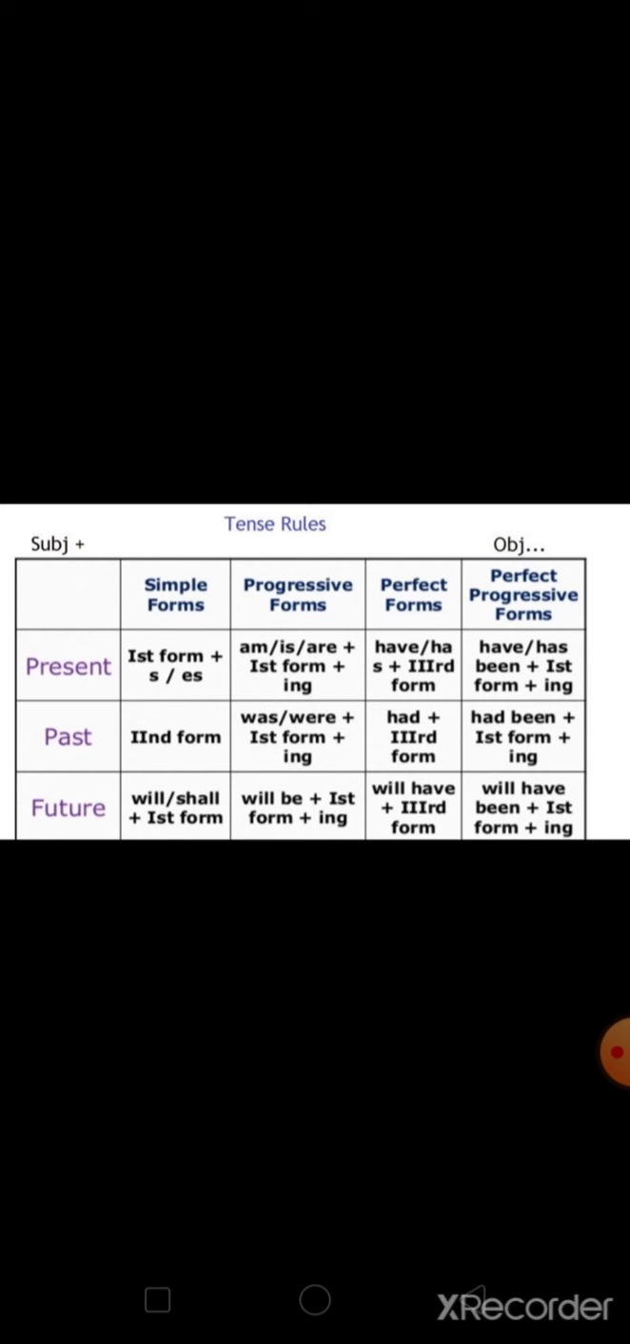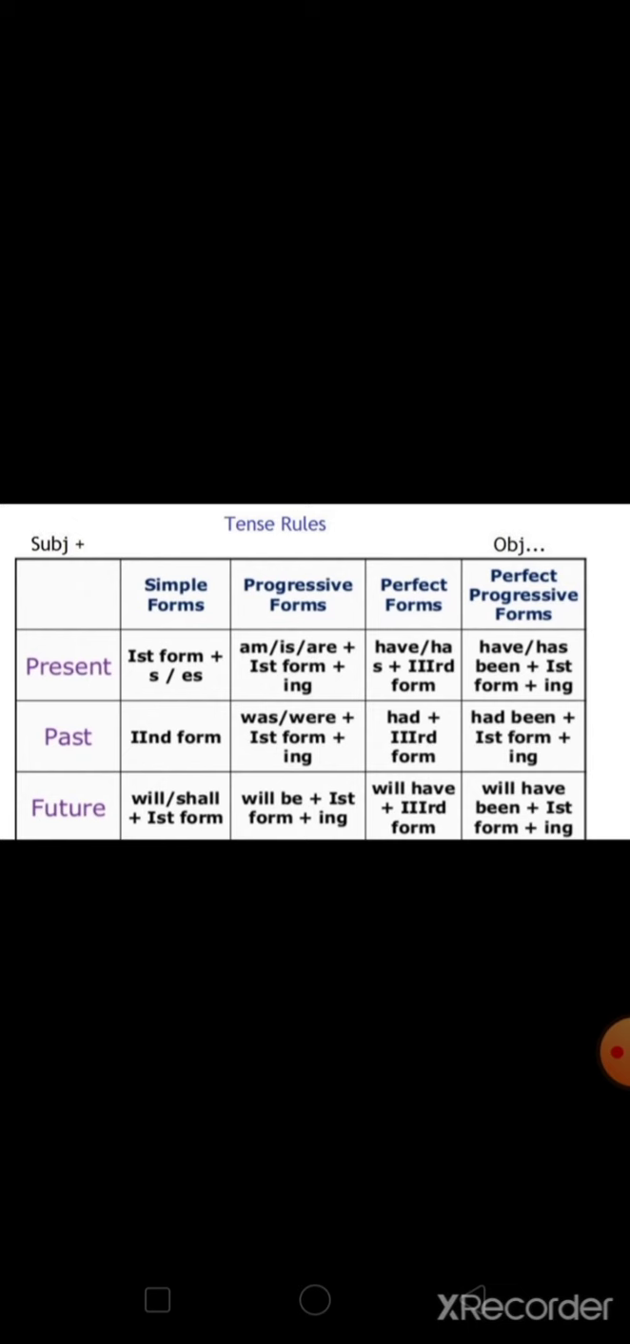So class, as you already know, we have done with our English syllabus and we are continuing with the revision part. So in this video, I have taken the topic of tenses. So let's continue with the topic. Let's begin our topic of tenses.